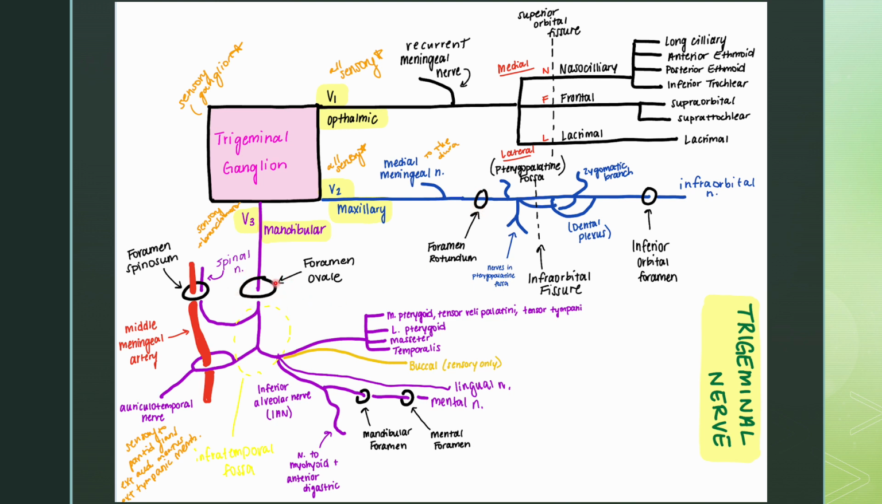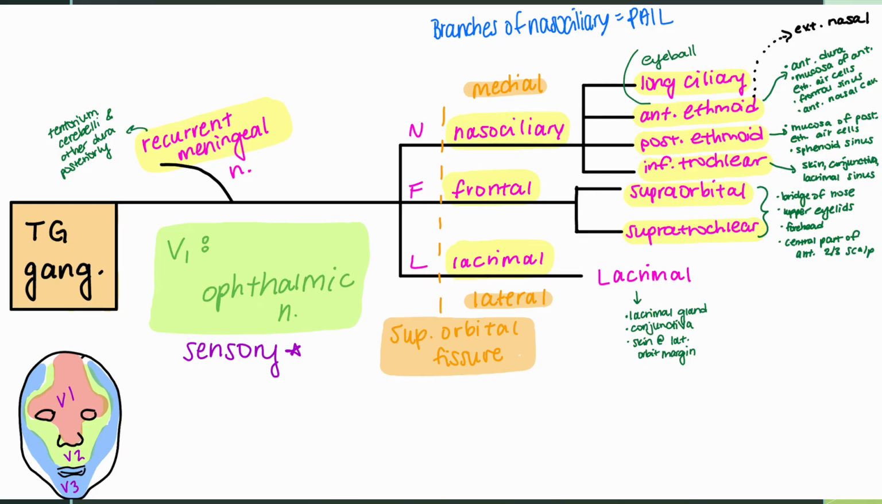But now let's talk about what they do. V1 and V2 are sensory only. V3 is sensory and motor. We're going to go into the V1 path first. So the first thing it does when it leaves the ganglion is, V1 gives off the recurrent meningeal nerve, which sends sensation to tentorium cerebelli and other dura posteriorly.